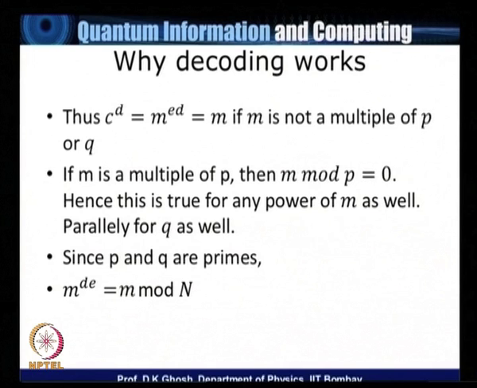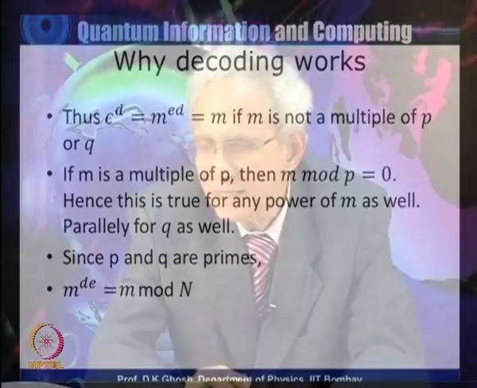Now suppose M is indeed a multiple of P, then M mod P is 0 by definition. So if it is true for M, it is true for any other power as well, and this argument would also be valid for Q. So therefore, we have M to the power ED is equal to M mod N.